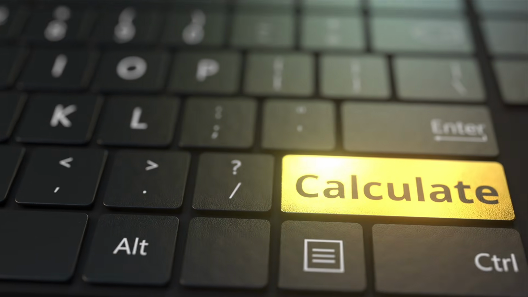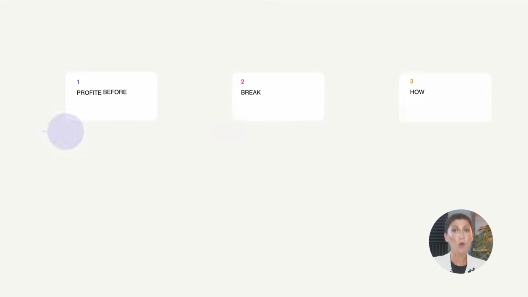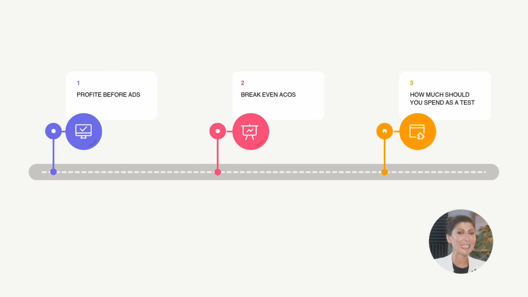And of course, in this video, I'll show you exactly what you need to be calculating before you launch your Amazon PPC ads. I'm gonna particularly focus on three main things. Number one would be your profit before advertising. Number two would be your break-even ACOS. And number three, how much should you exactly spend on advertising as a test? So what is your maximum test budget?